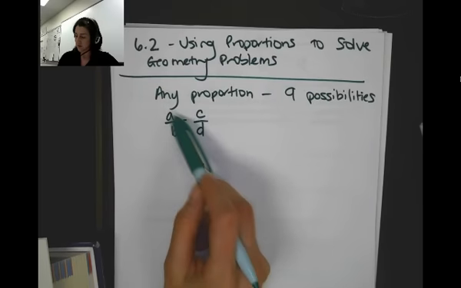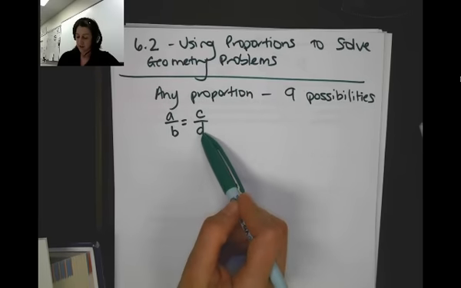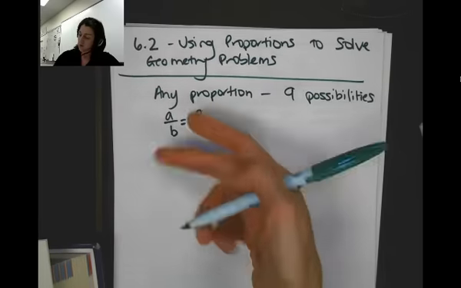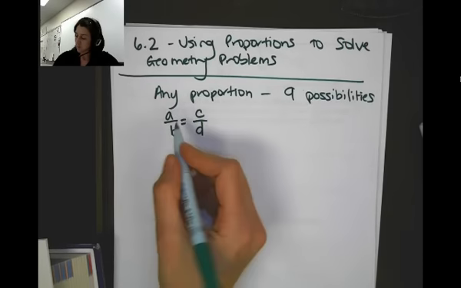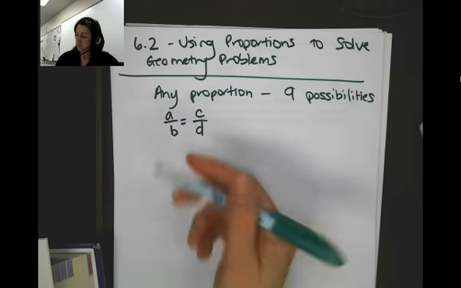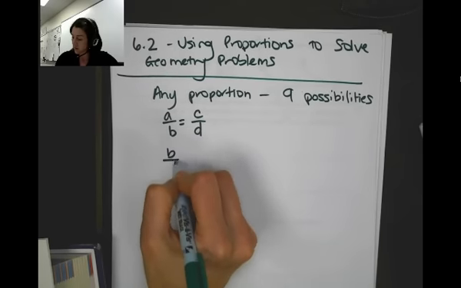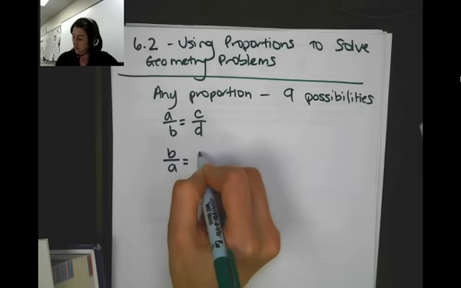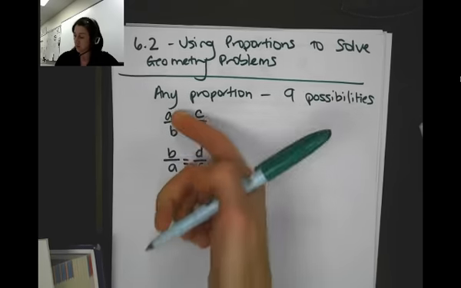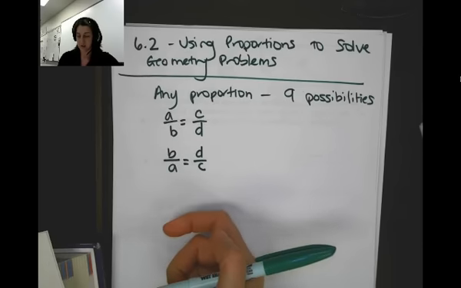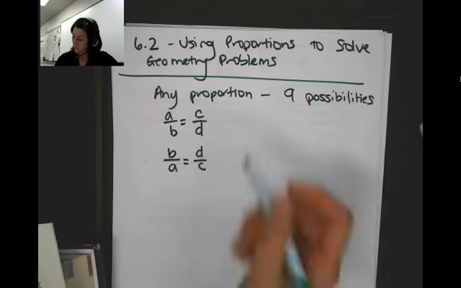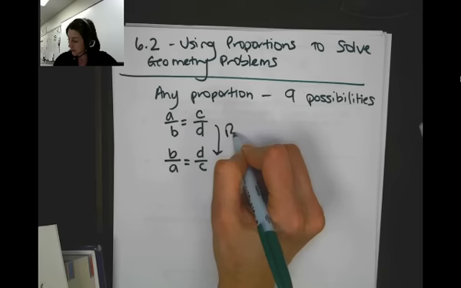Here's a proportion, A is to B as C is to D. We can use the reciprocal property and say that an equivalent proportion, we can flip both of these. So another equivalent proportion to this is B over A equals D over C. I just took the reciprocal of each side, and we have a property in this lesson that says that works. So from here to here is the reciprocal property.